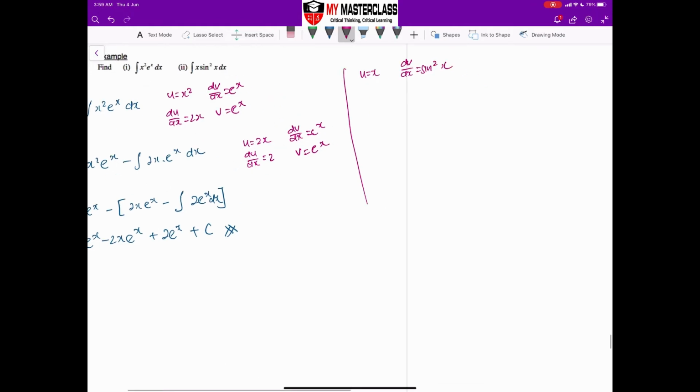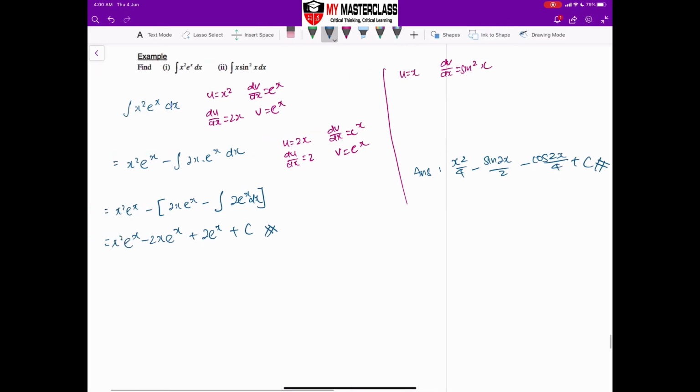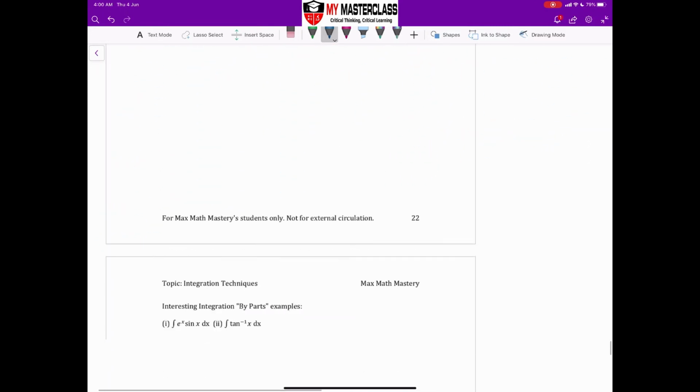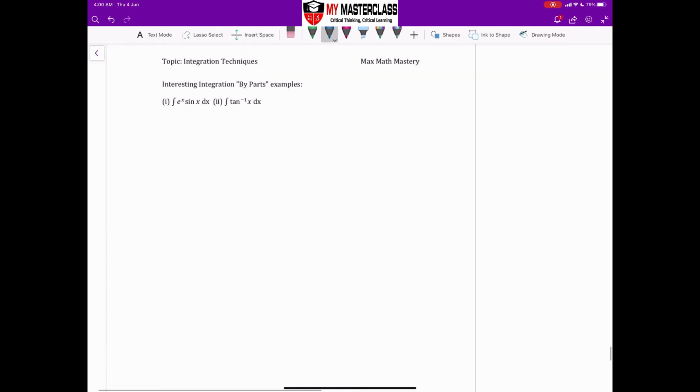Okay, then go ahead and do it. Your answer should be, I'm just going to write the answer here: x squared over 4 minus sine 2x over 2 minus cosine 2x over 4 plus c. So you have to use the cosine square formula to learn how to integrate sine square x.